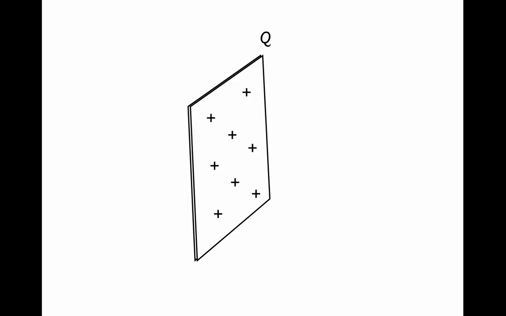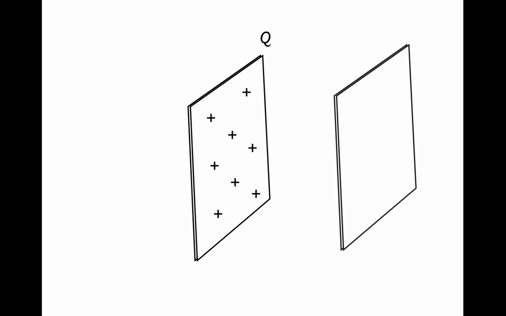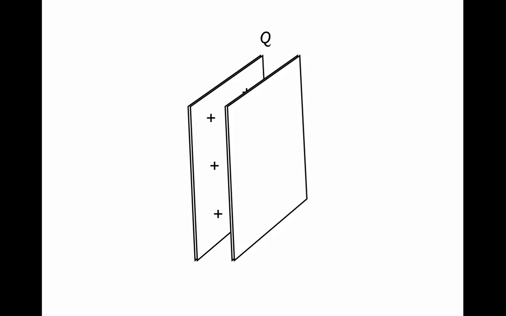Suppose we introduce a neutral conducting plate and we bring it nearby. If we ground this plate, what happens? Charge flows in from the ground and negative charge is induced in this second plate. Now we have a pair of oppositely charged conducting plates next to one another and an electric field directed from the positive plate to the negative plate.